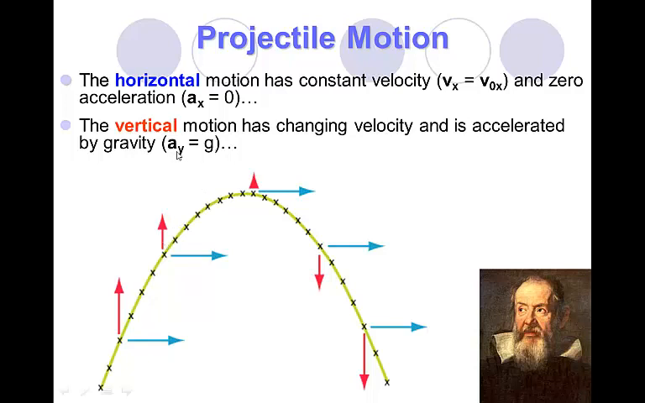Yes, acceleration will be downward, and it will be 9.81 meters per second squared, or 32 feet per second squared. It's both squared, second squared. So it's 9.81 meters per second squared, or in the English or British system, 32 feet per second squared.